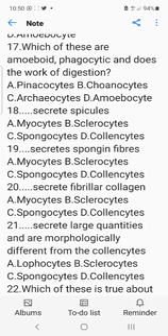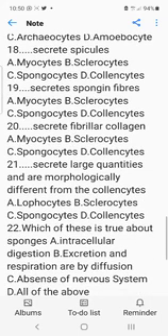Which of these are amoeboid, phagocytic, and do the work of digestion? It is the archaeocyte. The archaeocytes are phagocytic and they carry out the work of digestion. Number 18. That secretes spicules. Is it the myocyte? Is it the sclerocyte? Is it the spongocyte or the collencyte?